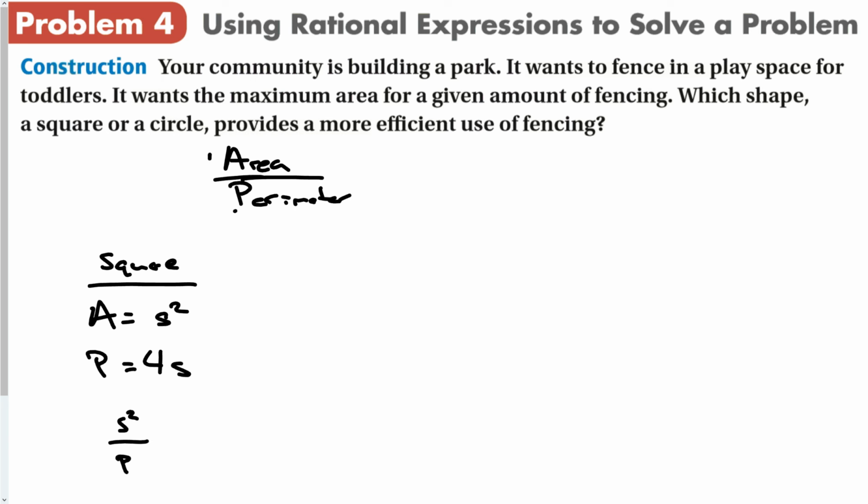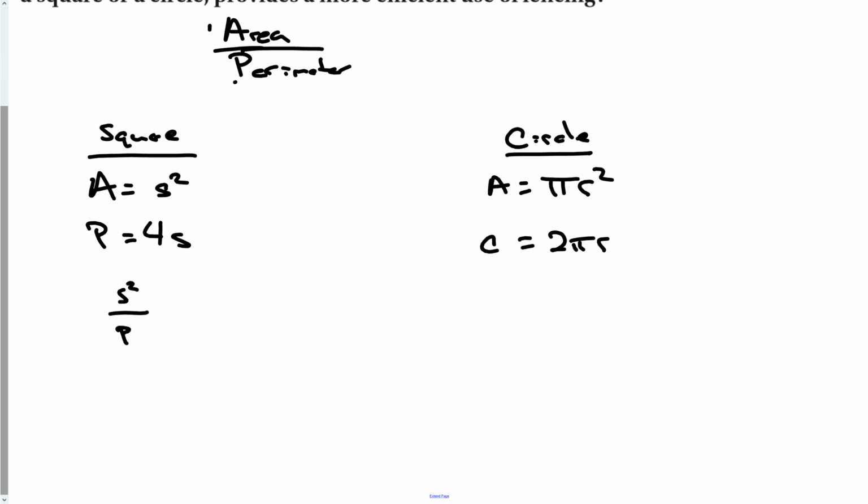Okay, let's come back to that for a second. Let's do the circle. The area of the circle is pi r squared. The perimeter of a circle, which is also called the circumference, is going to be 2 pi r. So let's make my little ratio. Area divided by perimeter is going to be pi r squared over p as well.